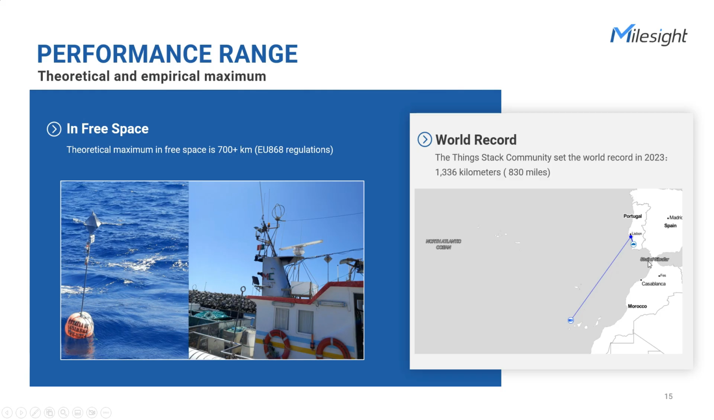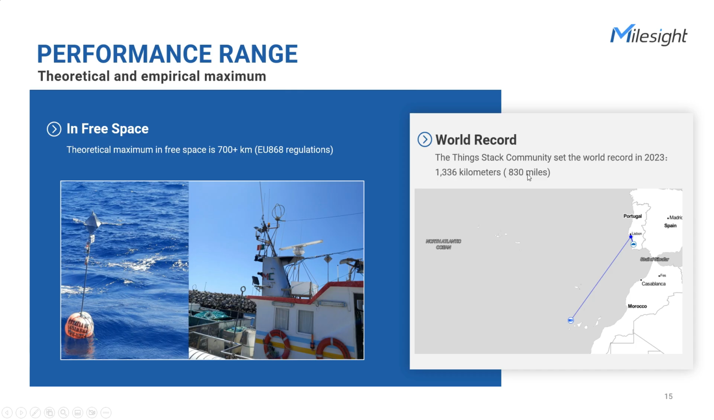Let's see the LoRa performance range with theoretical value and the real limit in practice. What is the real range that you can get with LoRa? LoRa's theoretical maximum range is an astonishing 700 kilometers. Real-world performance depends heavily on the environment. And the long-term LoRaWAN distance world record has been broken in 2023. The new world record stands at an impressive 1,336 kilometers, about 830 miles.